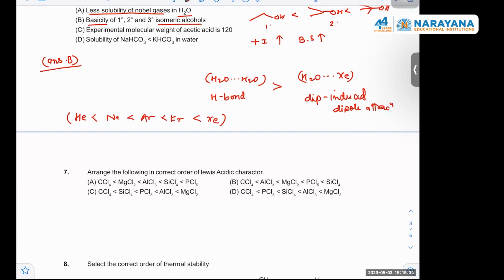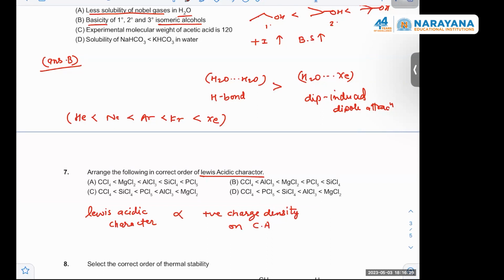Okay, any guesses? Lewis acidic character? Option B, sir. Option D. Okay. What is the basis of the Lewis acidic character? Ability to accept a lone pair of electrons. Yes. So that will be proportional to the more partial positive charge on the central atom, right? So more attraction, directly proportional to positive charge density on the central atom.